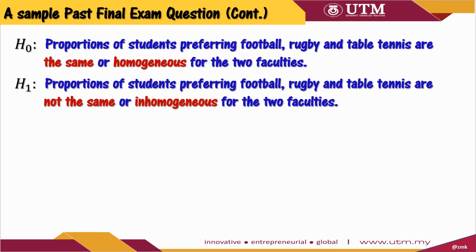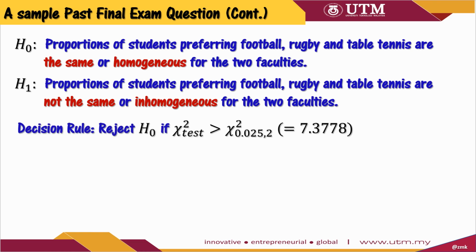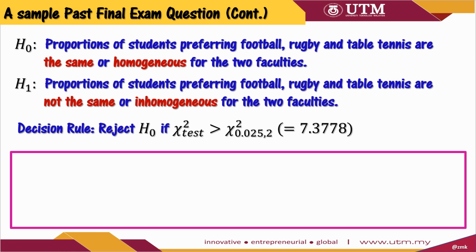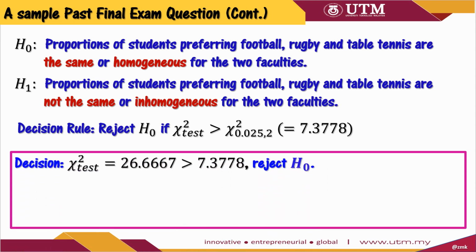The decision rule is then to reject H0 if the chi-squared test statistic value is greater than the right-sided critical value, which is chi-squared alpha nu. In this question, alpha is 0.025 and nu is 3 minus 1 times 2 minus 1, which is 2. Then the critical value is chi-squared 0.025, 2 given by 7.3778. Since the chi-squared test statistic value was calculated to be 26.6667, it is clearly larger than the critical value.